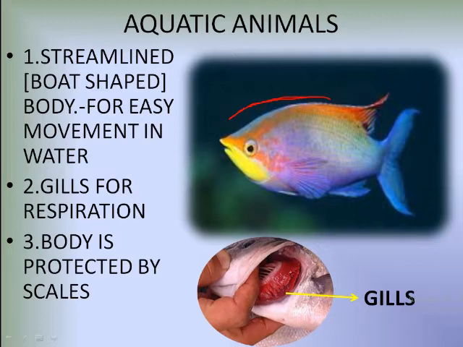This streamlined body will enable them to move in water. Now, gills for respiration. You can see these gills. These gills are present in fishes so that they can respire. They take water in through the mouth, and from the mouth the water comes to the gills. You can see in this picture where the gills are. Here the water will come out and oxygen will be retained.